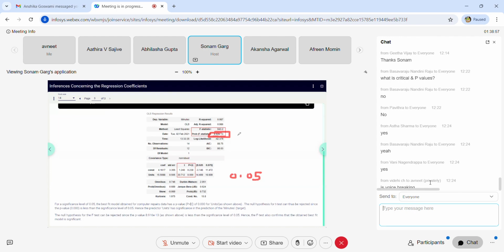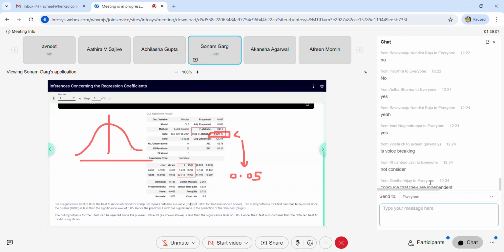This p-value from the F statistic is lesser than 0.05. It means that if this is 0.05, it lies here. It lies outside the range. If it lies outside the range, what do we have to do? Reject. Reject the null hypothesis that they are independent and conclude that they are dependent.